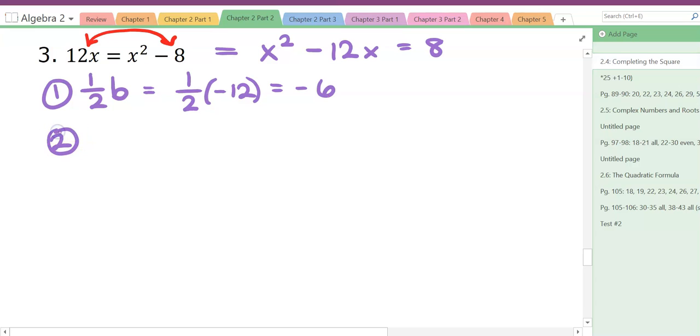Step 2 is to square that number. Make sure you watch your sign here, because a negative times a negative is still going to make this become positive. So when you guys do step 2, when you square it, you should always get a positive number. Because no matter if you're doing positive times positive or negative times negative, it always comes out to be a positive answer. So negative 6 squared would be 36.